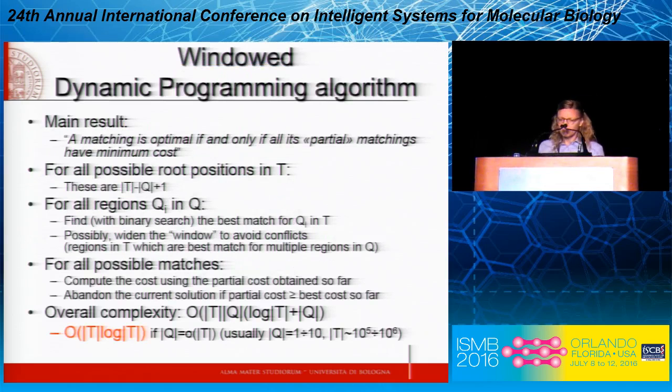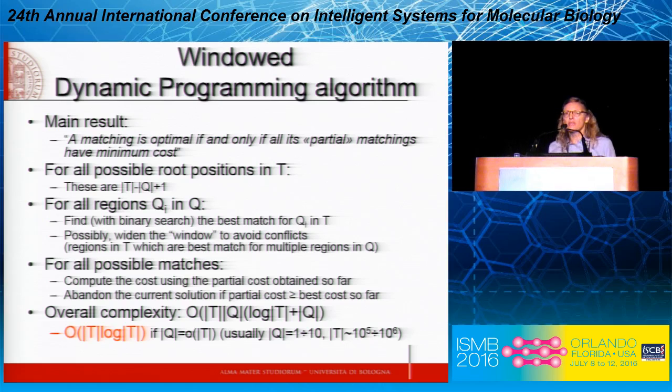So based on this cost model, we developed what we call the windowed dynamic programming algorithm, which is able to solve the problem in logarithmic time complexity, which is the main result. First of all, we found a really nice theoretical result that says that a matching is optimal if and only if all its partial matchings have minimum cost.